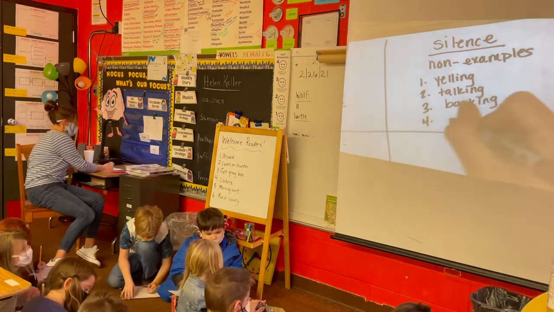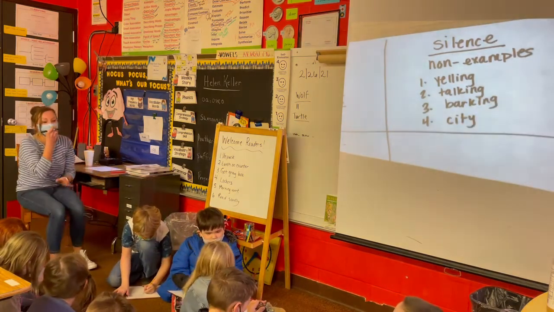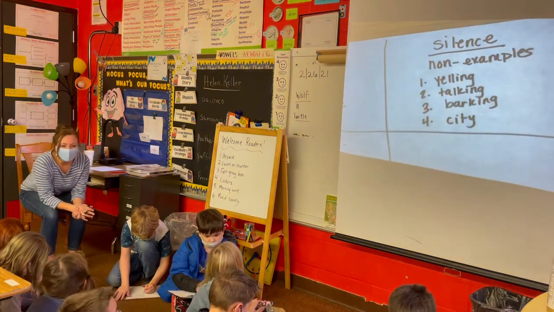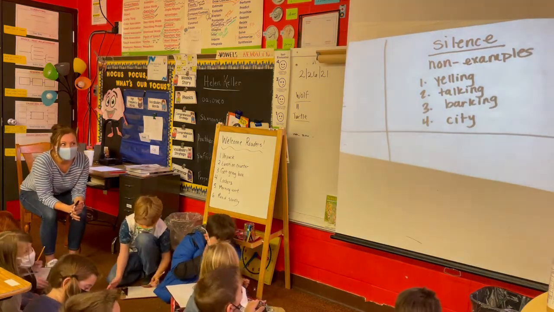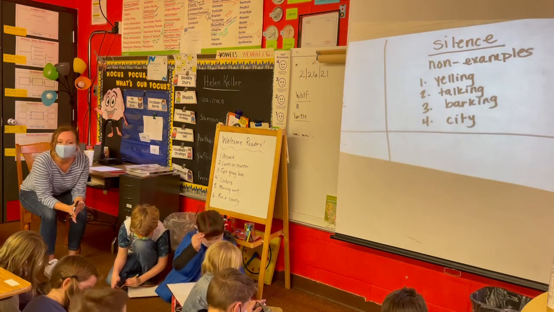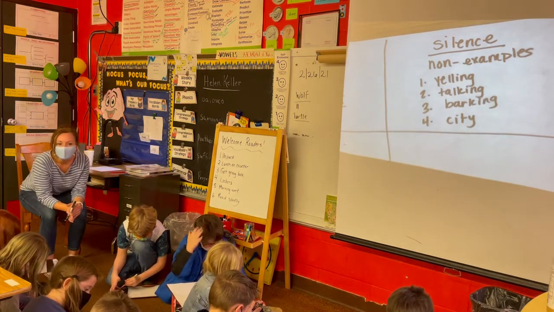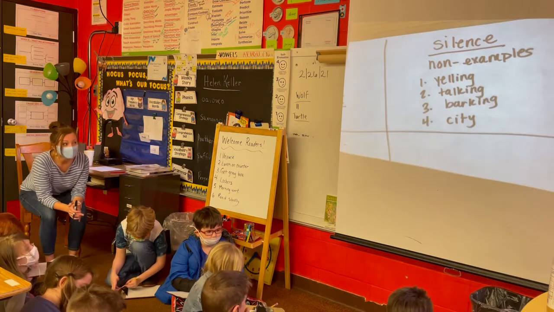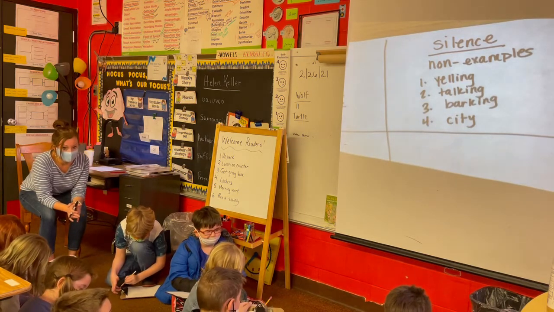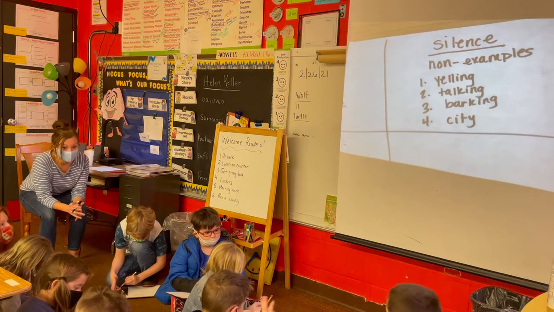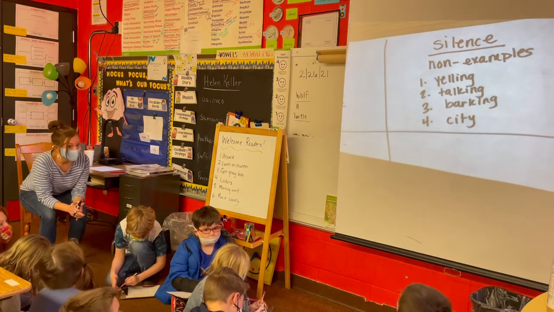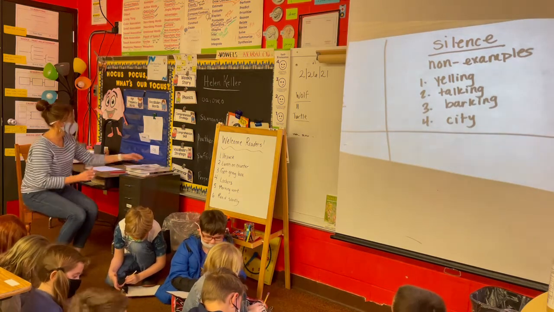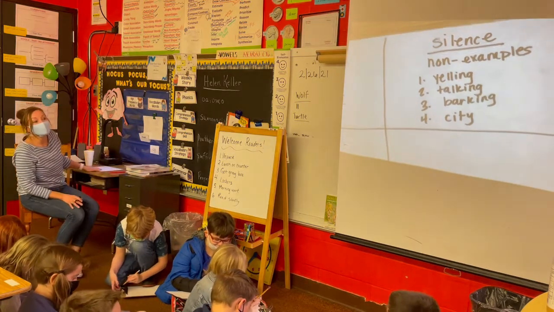She said city. Can you justify? Hold on, Titan. Can you justify and support that, Aaliyah? Why is city a non-example for silence? Because the whole city has buses, cars, trucks. Sometimes you know how you get in a traffic jam? They keep on beeping the horn. Awesome.